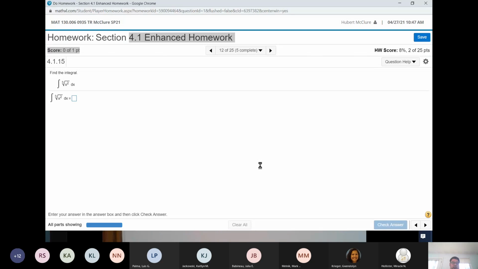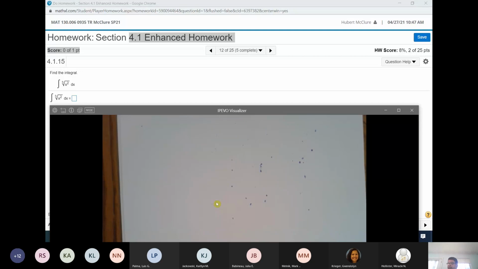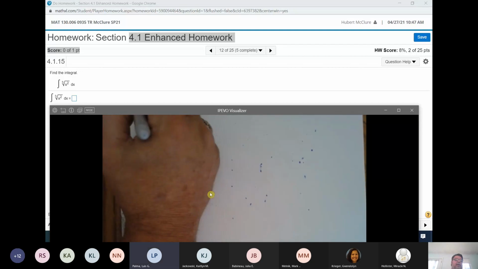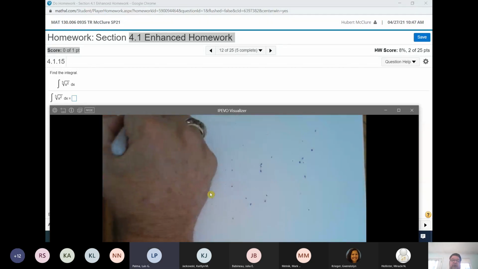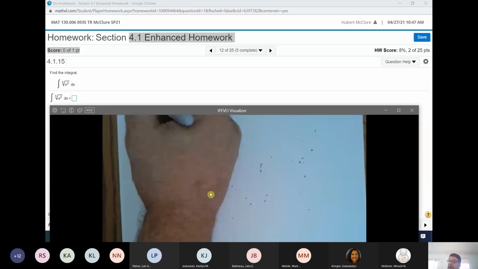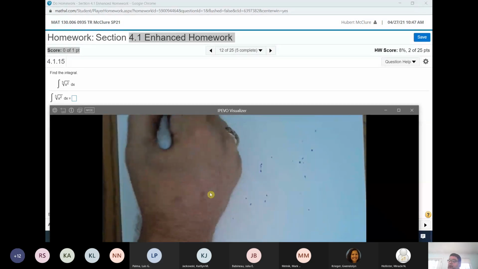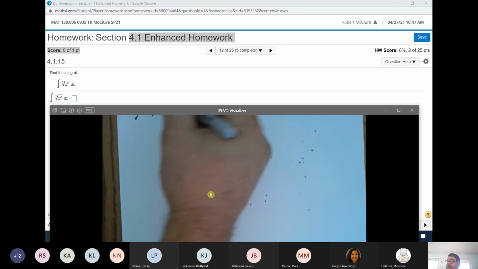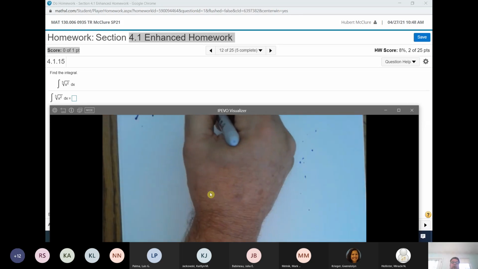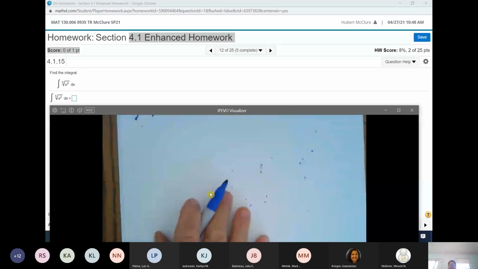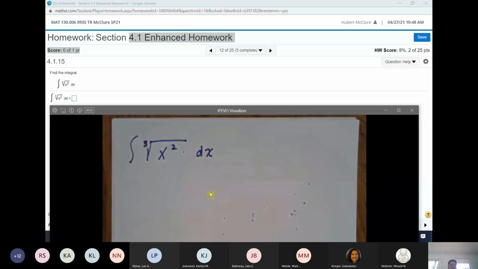Oh my gosh, we got an index and an exponent. So what do y'all do on this? Skip it. I already gave up. Yeah, there you go. Good job. Class. Third root of x to the second power dx. All right, I'm going to let y'all work on this one. Go ahead and do it. Of course, you're going to rewrite it. Exponent over index.